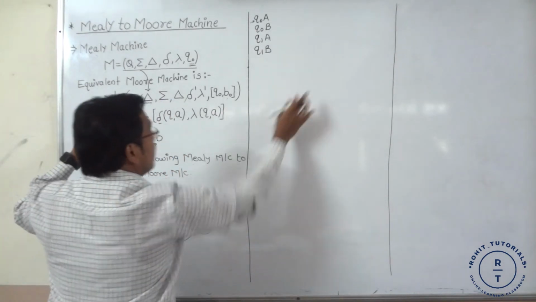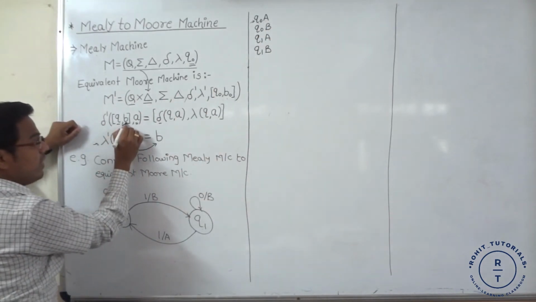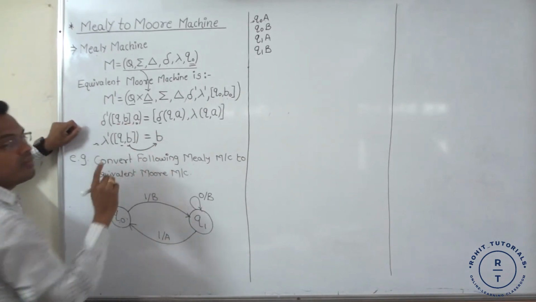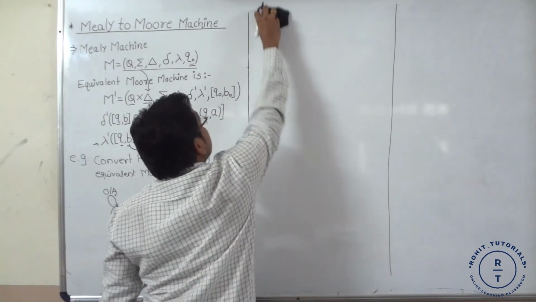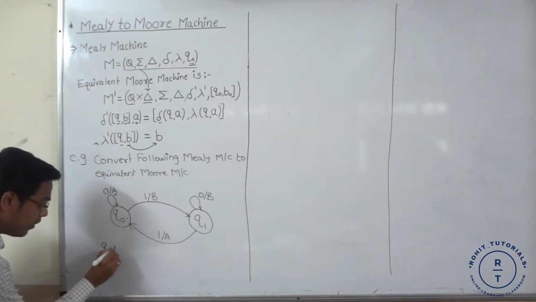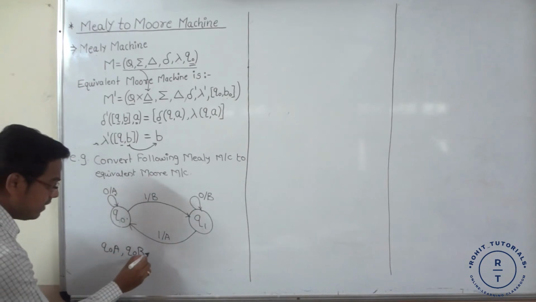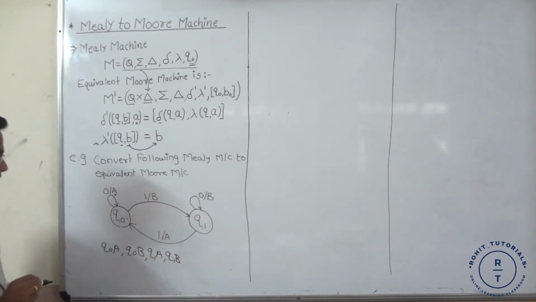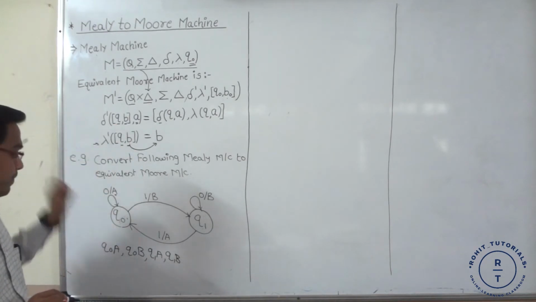For example, if we consider Q0A, we take Q0A with input symbol 0, and Q0A with input symbol 1. Likewise, we have to calculate. So I am writing the states here. Suppose Q0A is the first state, next is Q0B, the second state, next is Q1A, and last is Q1B. These are the four states available with the help of this transition function.